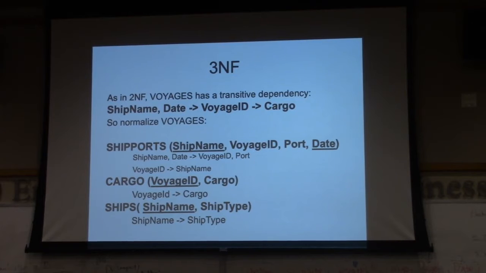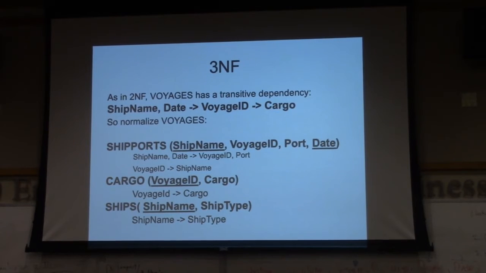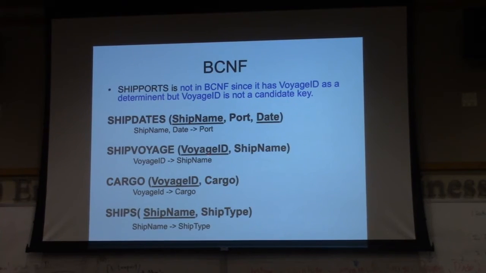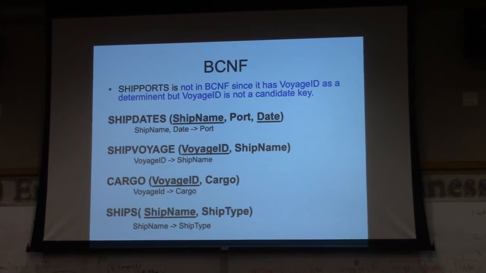We can decompose it. In this case, voyage ID determines the ship name, and the ship name and date determine the port and the cargo. The voyage ID determines cargo, ship name, and the ship type. So this is the BCNF case.